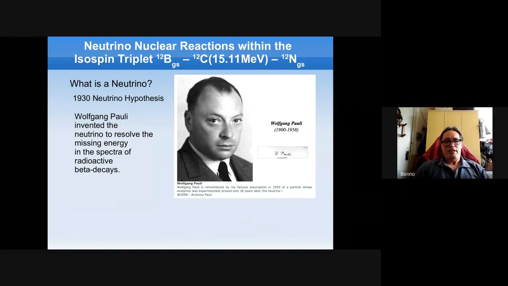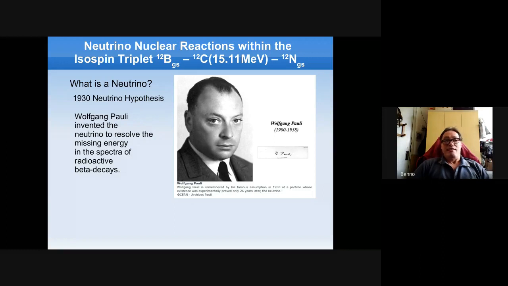Wolfgang Pauli invented the neutrino to resolve the missing energy in the spectra of radioactive beta decays. At that time only the electron or positron of the beta plus or beta minus decay was detected, and the recoil energy. So it was a two-body decay addressed. The expectation was that we should observe a monoenergetic electron or positron depending on the decay. So he invented a third particle, a neutrino, which gets all this missing energy to resolve this problem.